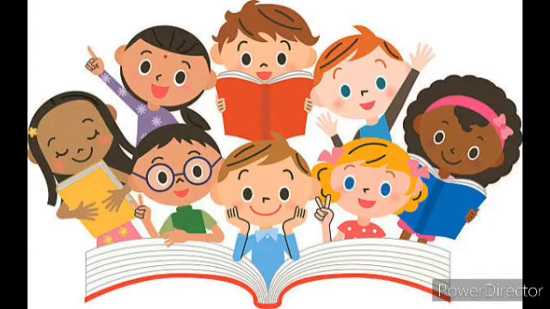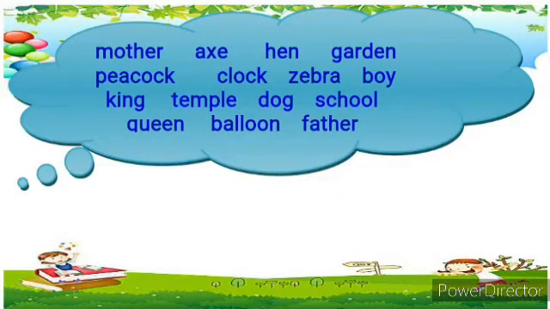Did you understand how to arrange the words in alphabetical order? Now let's do one activity. Here are some words given on your screen. You have to arrange these words in alphabetical order. Let's read these words first. Mother, axe, hen, garden, peacock, clock, zebra, boy, king, temple, dog, school, queen, balloon, father.